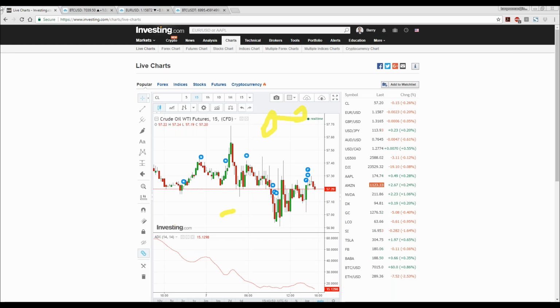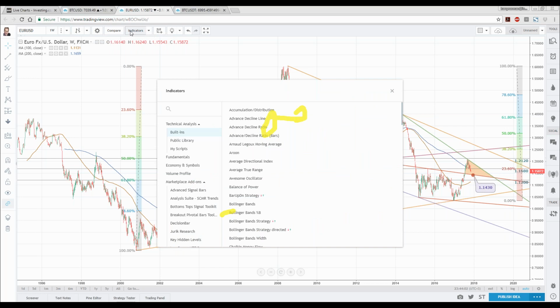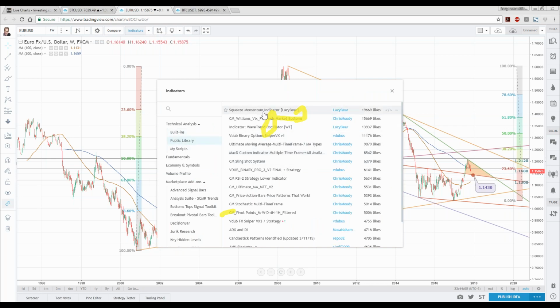So you can either use the ones on TradingView, and you get these on TradingView by just going to indicators, and you'll go over here to public library, locate the scripts, the script you want to use, and it will do the calculation. So we're going to scroll down here and look for candlestick patterns identified.